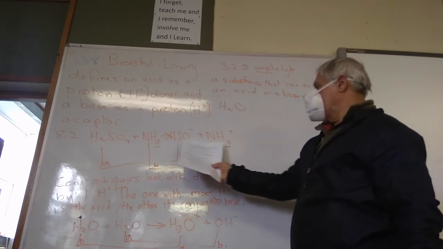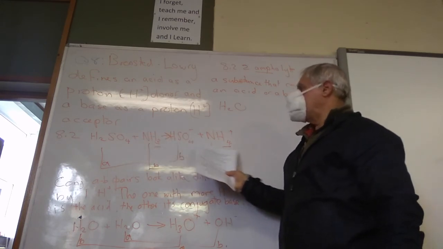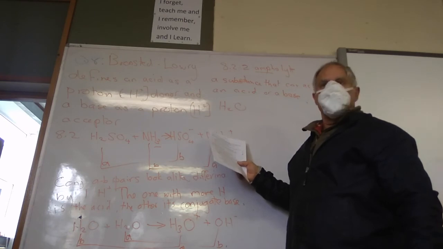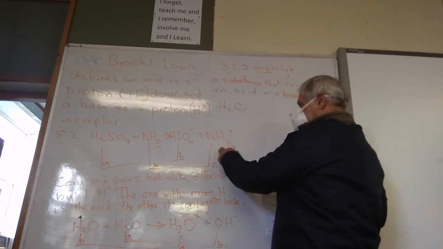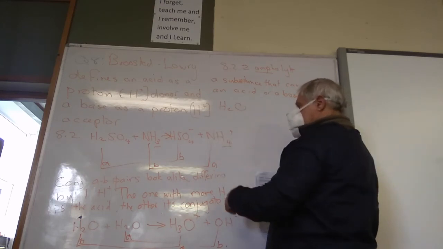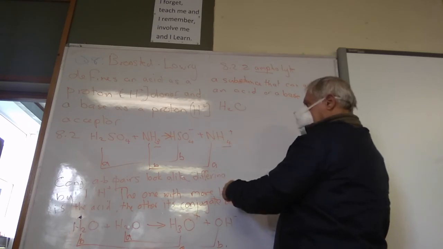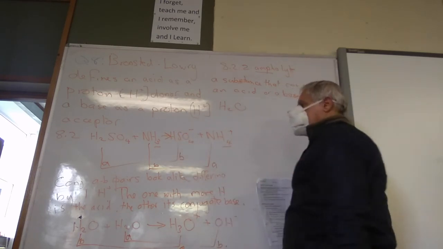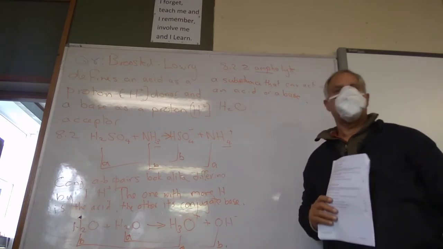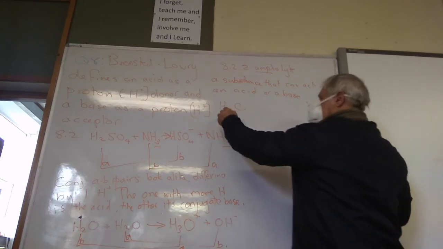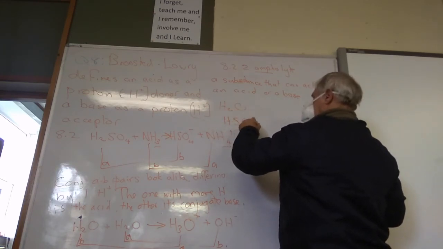Yeah, so that's an amphiprotic substance. It can go to form SO4 2 minus plus a hydrogen. There it's acting as an acid. Or it can go HSO4 minus plus a hydrogen and go to form H2SO4, which is sulfuric acid. Here it's acting as a base.